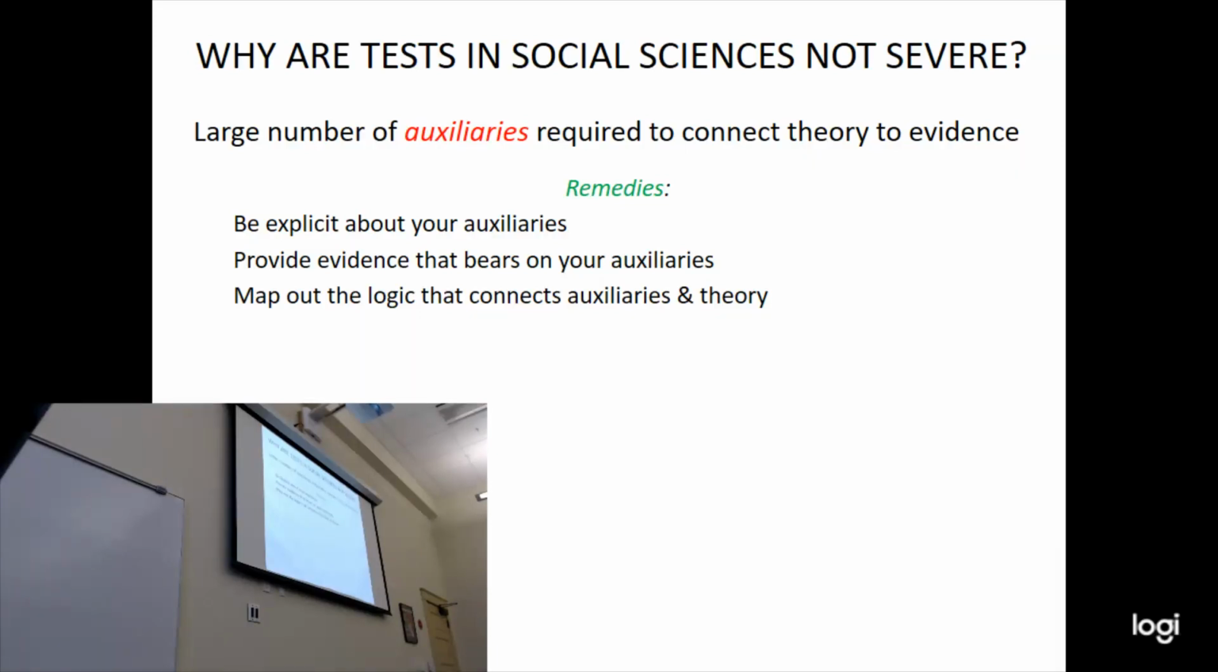And then the last thing that you can do is explicitly map out the logic that connects the hard core of your theory to a given hypothesis, and then a hypothesis to a specific test. Because that's a way to figure out what auxiliary assumptions are even necessary and which aren't. Sometimes you think something is necessary, but logically it's not.